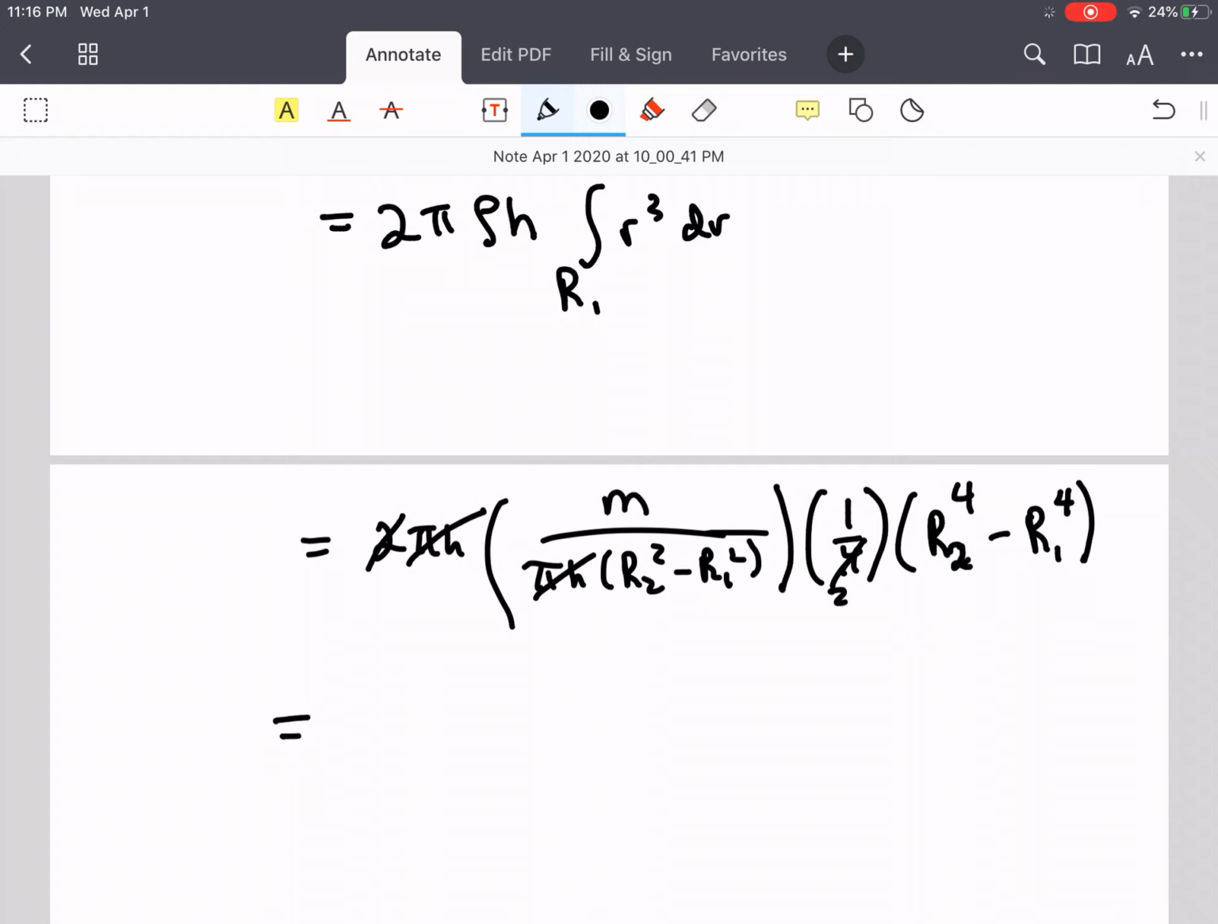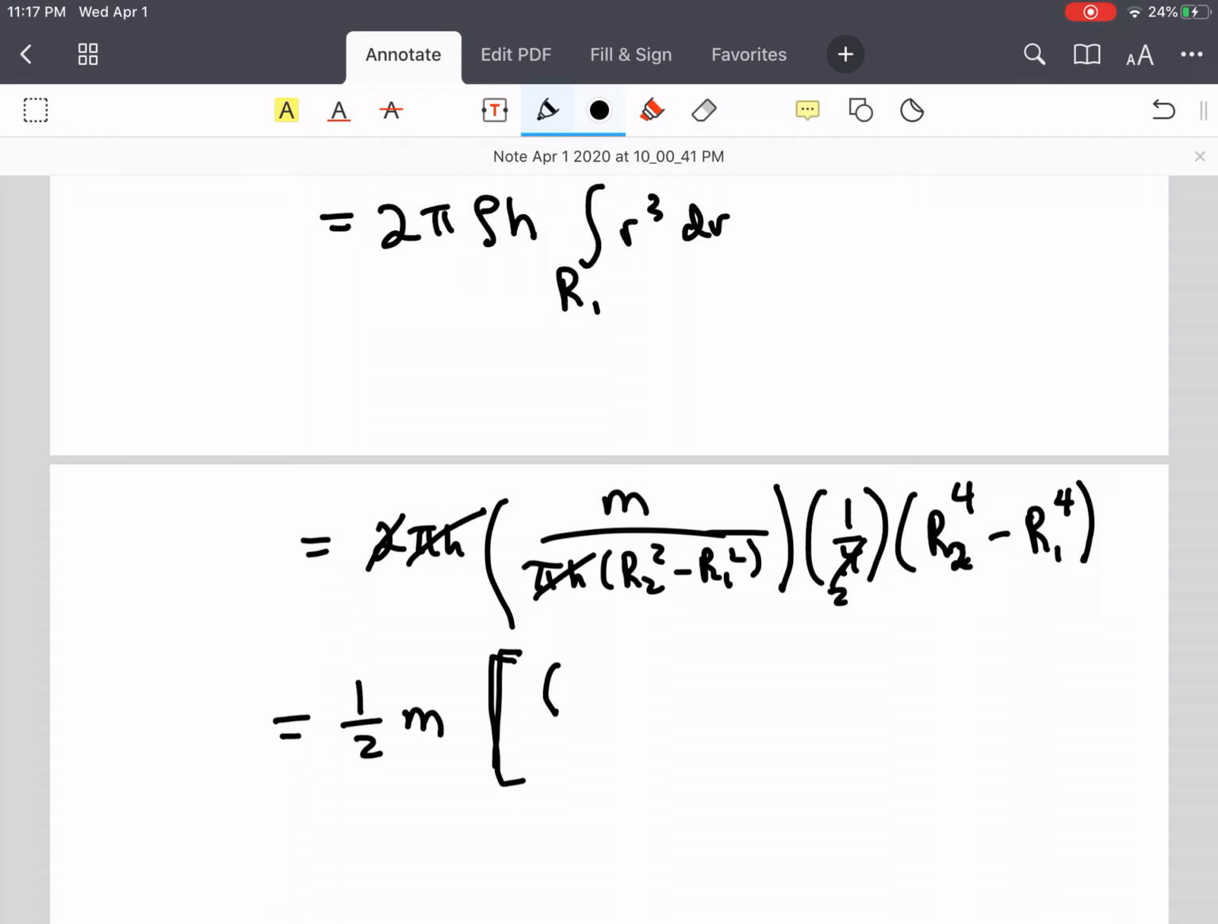What I have when I factor everything out is 1/2 m times (r2 to the 4th minus r1 to the 4th) over (r2 squared minus r1 squared). And now just one other quick piece of math. If I have a to the 4th minus b to the 4th, I can always write that as a squared squared minus b squared squared.